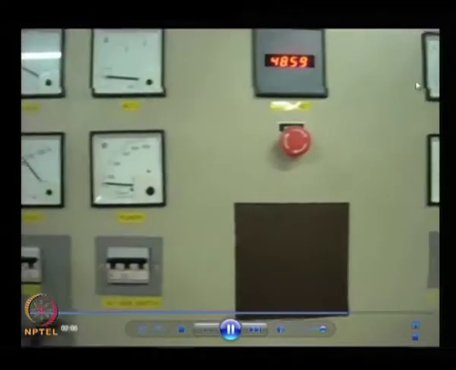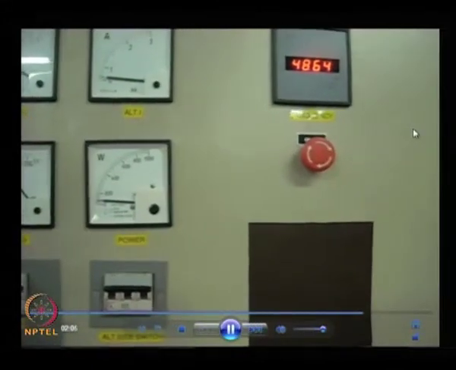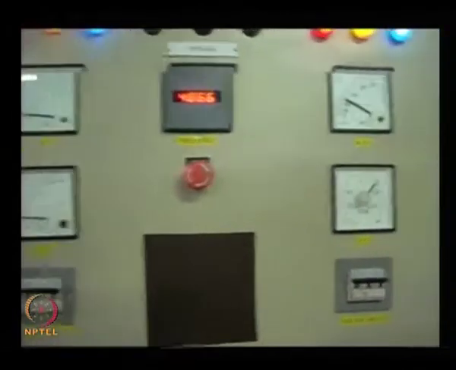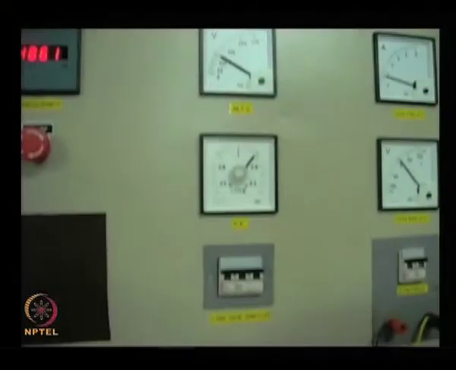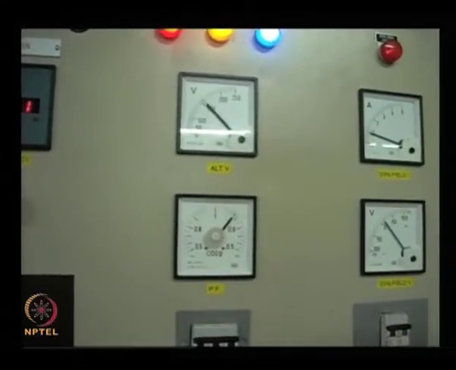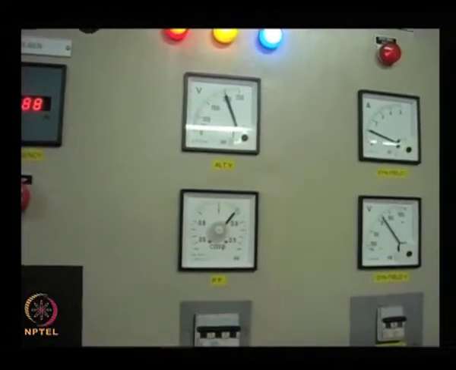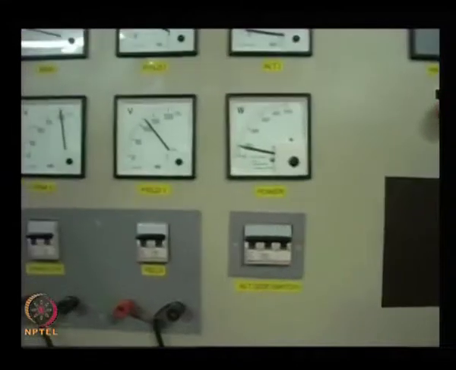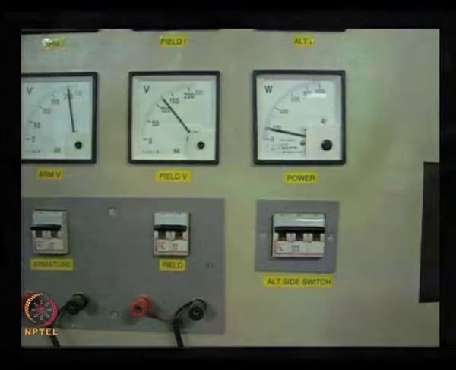In fact, if I go on loading the machine, the voltage drops almost to half of what the rated value was. So, if I do not touch the field winding voltage... what I am showing you now is I am readjusting the field voltage so as to get back to the rated value. Unless I do that, the voltage will drop to a very low value and we will not be able to load the machine adequately.